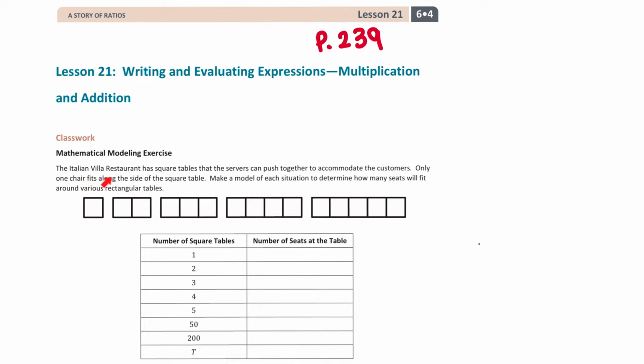The Italian Villa restaurant has square tables that servers can put together to accommodate the customers. Only one chair fits along the side of the square table. Make a model of each situation to determine how many seats will fit around various rectangular tables. We're going to use these squares and rectangles on top of the page to represent the tables, and then we're going to use the ratio table on the bottom here to organize the information of how many tables we're going to be looking at and how many seats will be at each table.